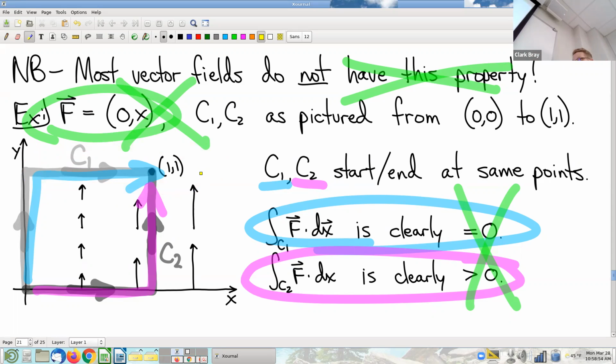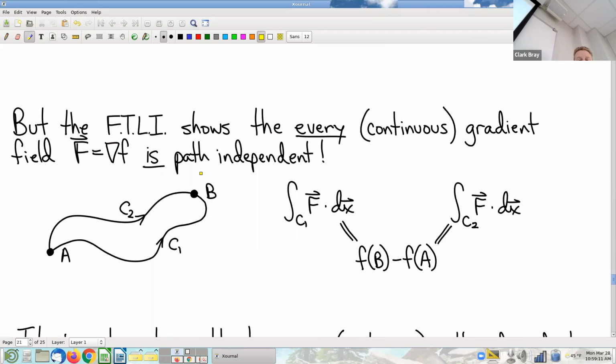So the purpose of this example is, it's kind of for dramatic purposes here. I want to make sure that you, like I did, see how unobvious path independence usually is. But now check this out. Not only is it possible for a vector field to be path independent, but we know tons of them. We already know tons of them. Specifically, every gradient is path independent.